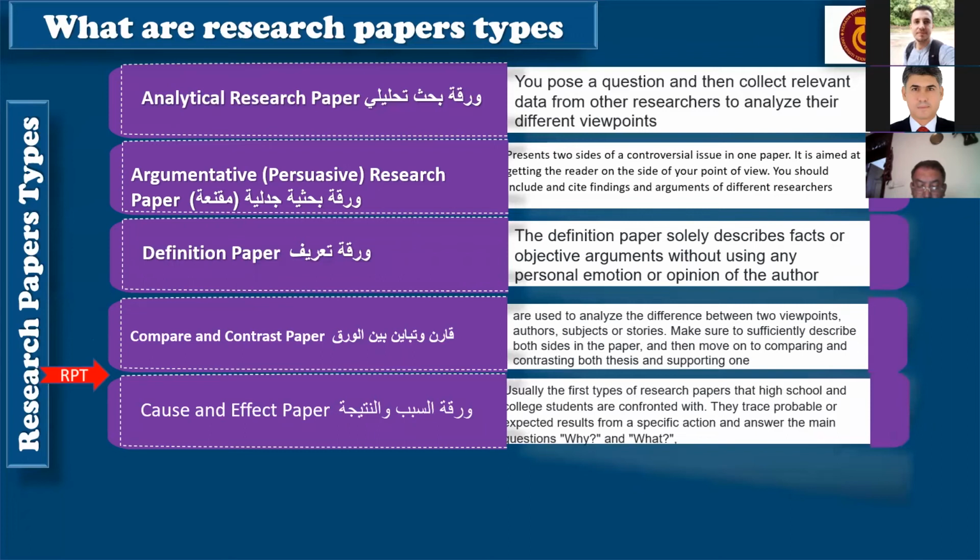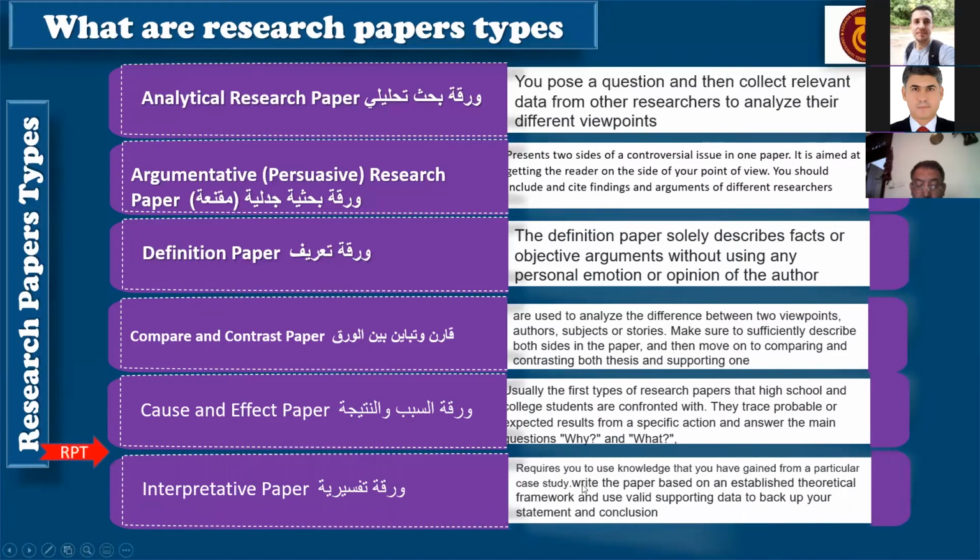We have the other type of paper, we say cause and effect paper. Usually the first type of research paper that high school and college students are confronted with. They trace probable or executed results from specific actions and answer the main questions, why and what. This is a cause and effect paper.